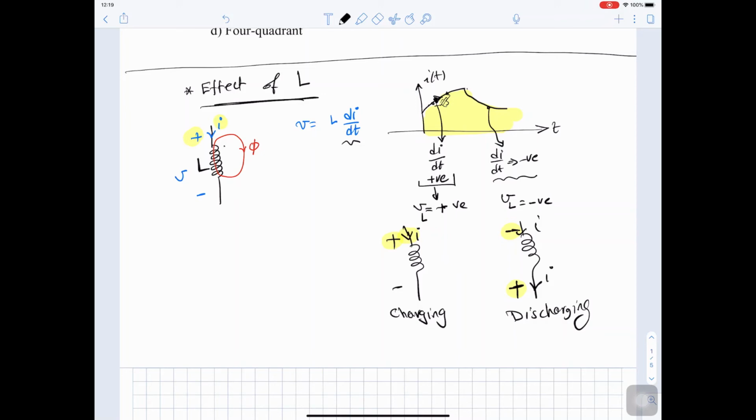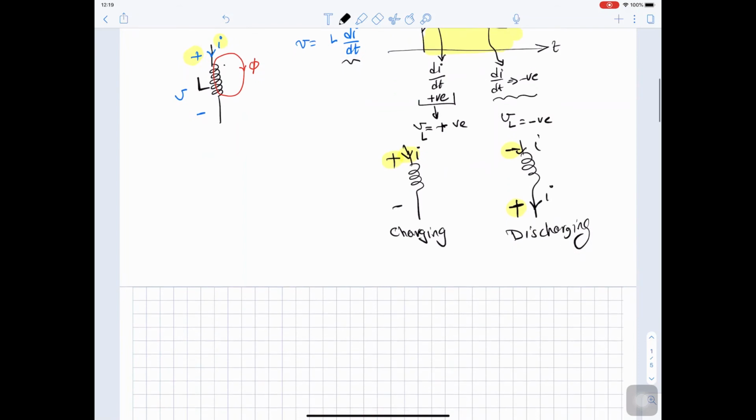If the current is increasing, the inductor will try to keep the current constant by taking energy from this current. When the current is going down, the inductor will try to support this current by injecting energy back to the system. And this is the operation of the inductor.